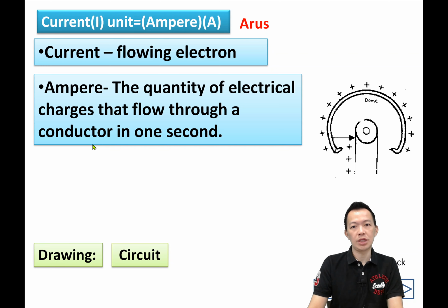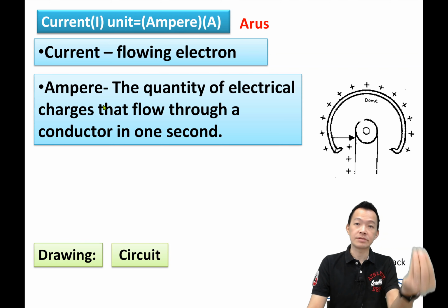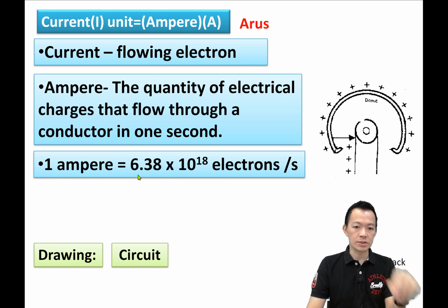不过到底怎样算的呢？Don't know. Oh, when I say 1 ampere, what is meant by 1 ampere? Ampere 就是电流的单位了。So they say when I say 1 ampere, what is meant by 1 ampere? 1 ampere equals 6.38 times 10 to the power of 18 electrons per second. 就是在一秒里面有这样多粒的 electron 经过那个导电体。But no need to remember, 不用背的。6.38 times 10 to the power of 18 electrons per second.